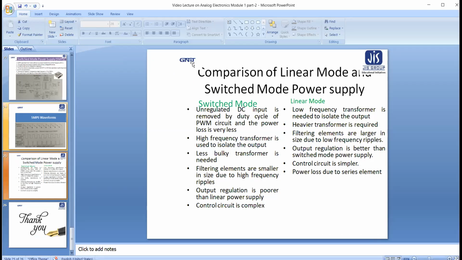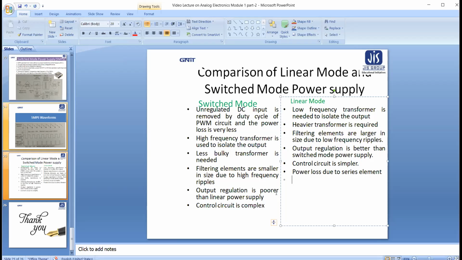This is a comparison between the linear mode power supply and the switch mode power supply. In the switch mode, the unregulated DC input is controlled by the duty cycle of the pulse width modulator circuit and the power loss is very low. In the linear mode, a low frequency transformer is needed to isolate the output. Heavier. Okay, next one, a high frequency transformer is needed in the switch mode, but in linear mode, a heavier transformer is needed. Filtering elements are smaller in switch mode, whereas the filtering elements are larger in the linear mode.